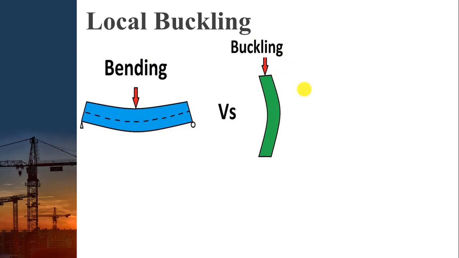The load along the length of the member is called the axial load, and the load perpendicular to the length is called the transverse load. So in case of a beam, the load acts perpendicular to the length, means that is the transverse load. In case of a column, the load acts along the length of the column, so it is the axial load. And because of this axial load, whatever deflection takes place is called buckling. That is why in a column buckling takes place, and in case of a beam bending takes place.